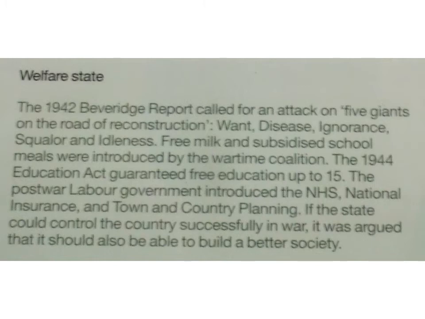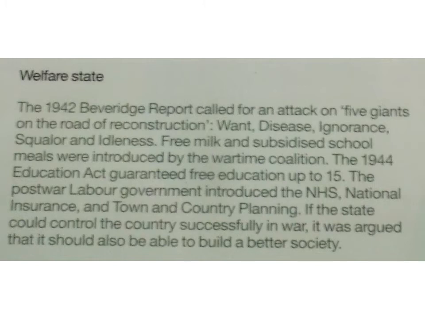To do that, though, what the United Kingdom had to do was control what they called the five giants on the road of reconstruction. First, they had to control want, disease, ignorance, squalor, and idleness.